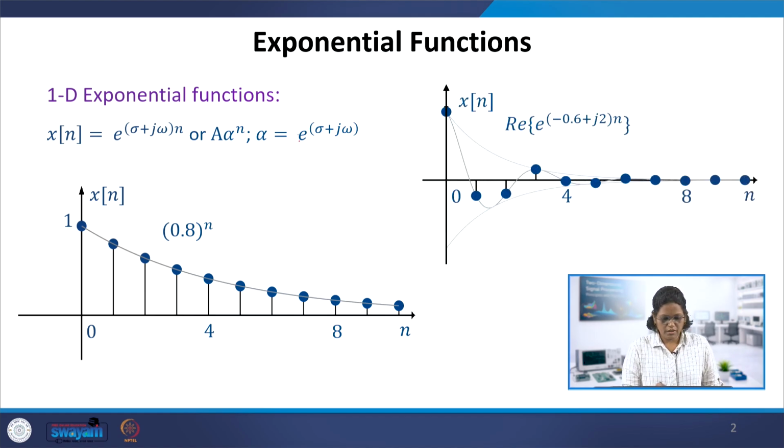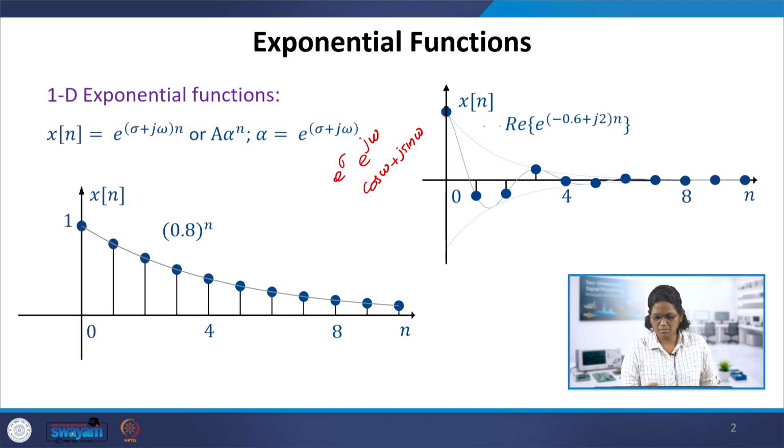And if we take the complex part into account, say alpha equal to e power (sigma plus j omega), this can be written as e power sigma times e power j omega. So e power j omega can be written as cos omega plus j sin omega. If you multiply this by n, anyway this n would be here.